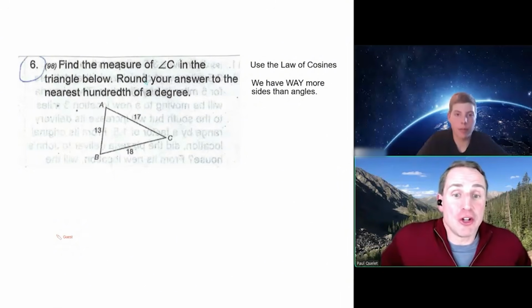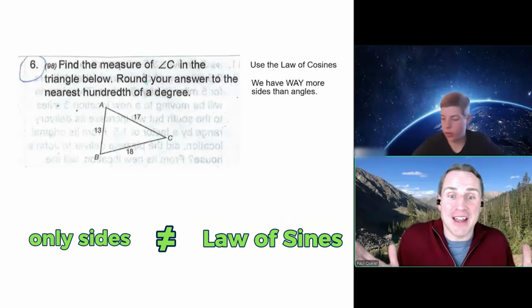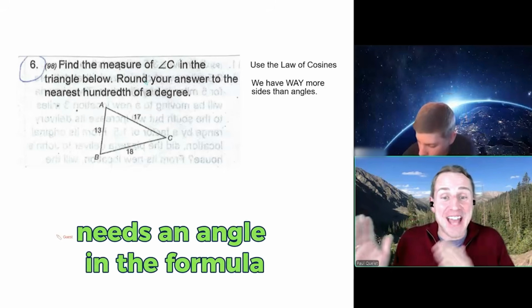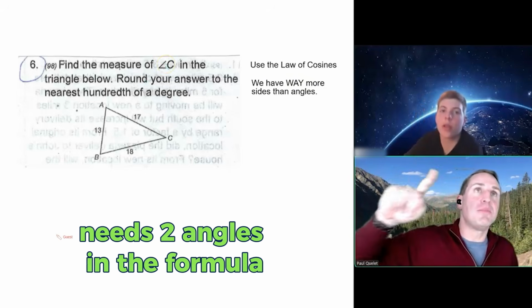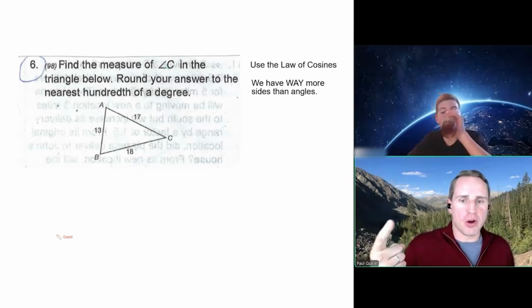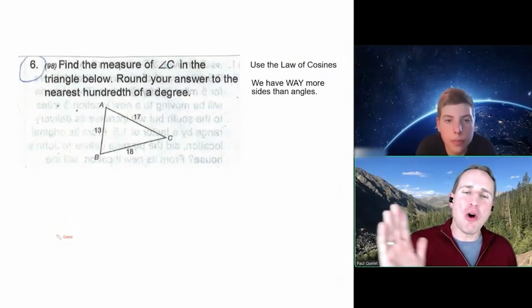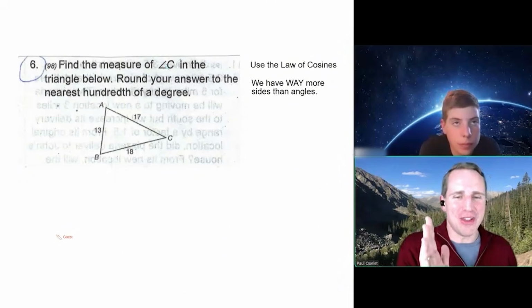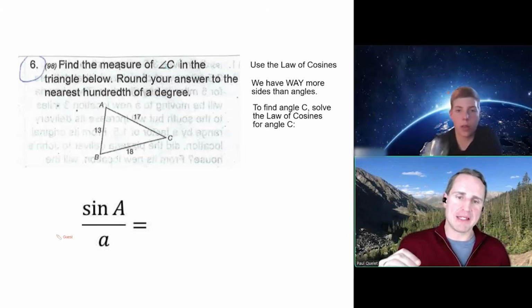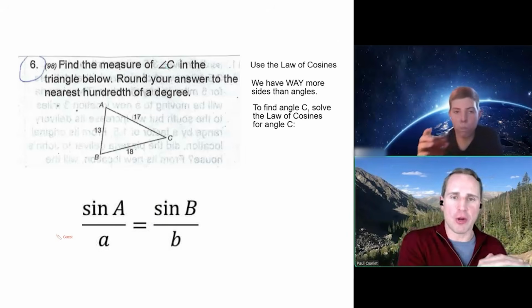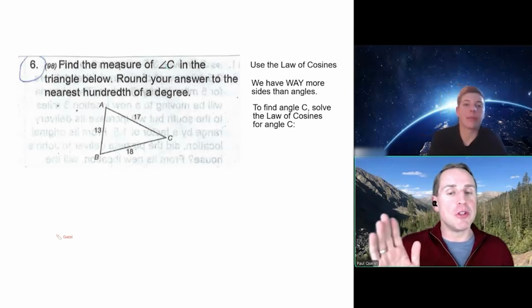Now, by the way, here's the little trick. Whenever you have only sides, you definitely can't use the law of sines because the law of sines needs an angle in the formula. In fact, it needs two angles, one of which has to be known, the other could be solved for. Now, the law of cosines has only one angle in the formula. So if you know all the sides, you could solve it. The law of sines would be sine of capital A over lowercase a equals sine of capital B over lowercase b, and also sine of capital C over lowercase c. But we're doing the law of cosines.